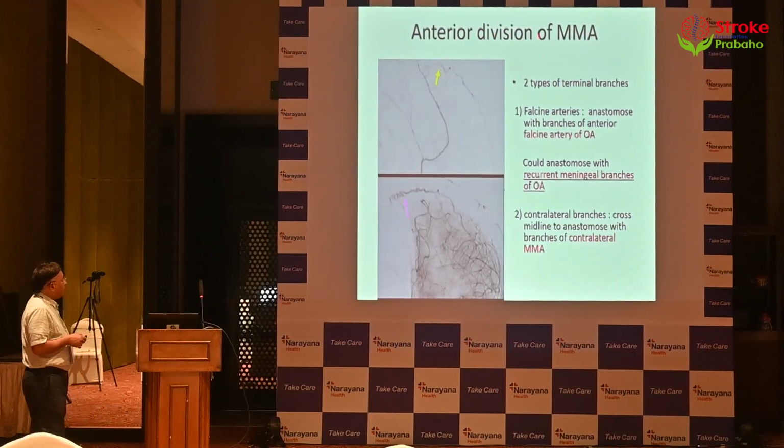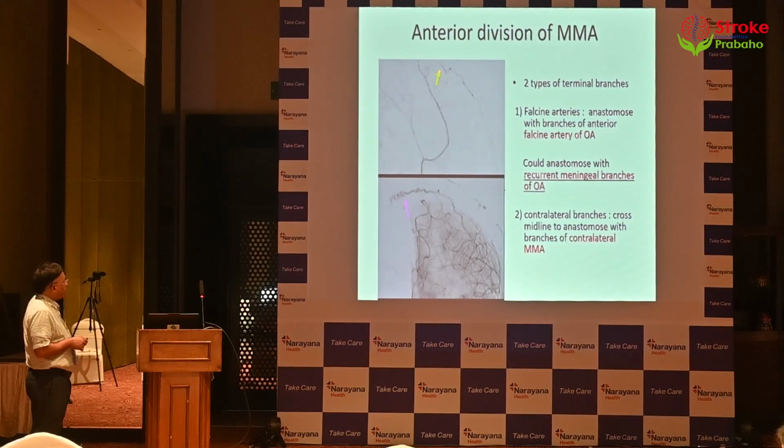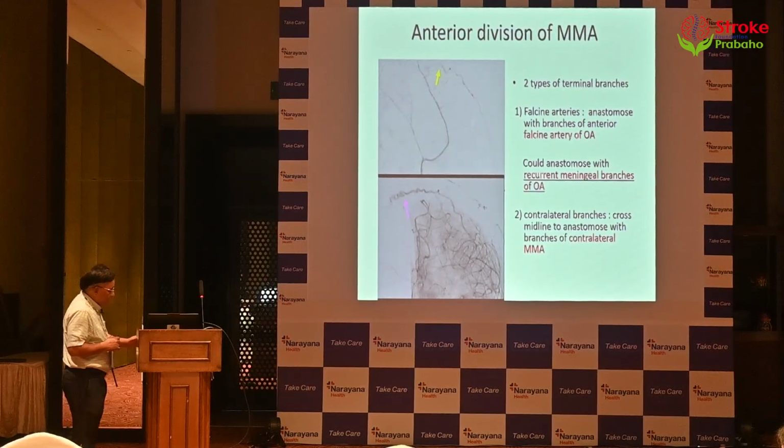This is about the anterior division of the middle meningeal artery. So this is the anterior division, and this is the falcine artery branch. It is very important to identify this falcine branch because it anastomoses with the ophthalmic artery, and sometimes it can be a dangerous anastomosis. Another important thing about the anterior division of the middle meningeal artery is that it crosses the midline and goes to the contralateral side. So some advocate that you have to embolize from both middle meningeal arteries. Even though the hematoma is on one side, we have to do embolization from both middle meningeal arteries because it crosses to the contralateral side.